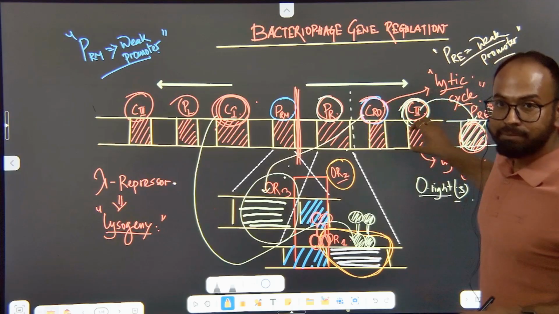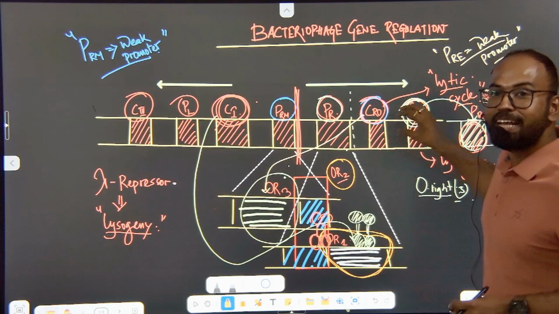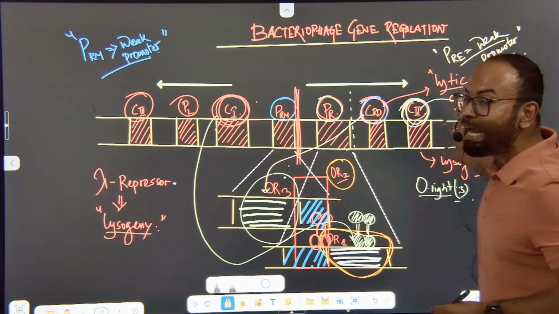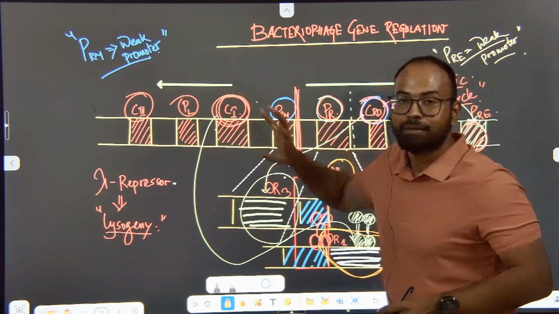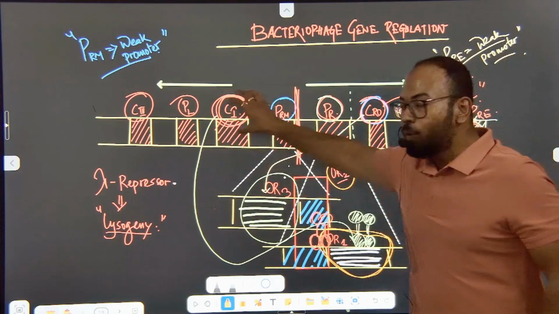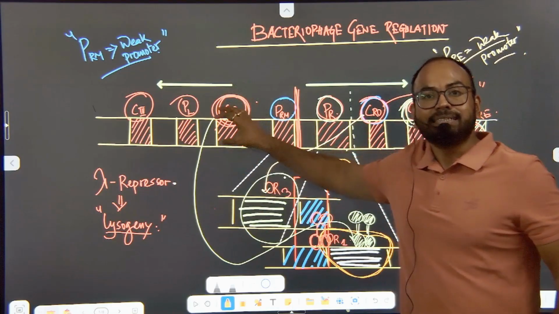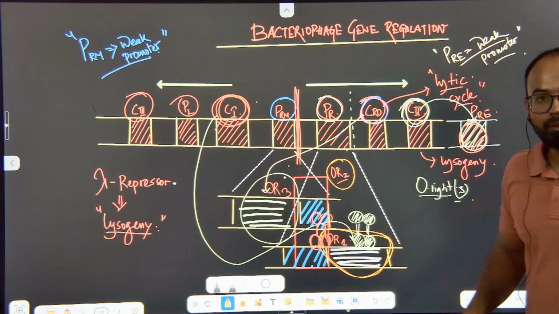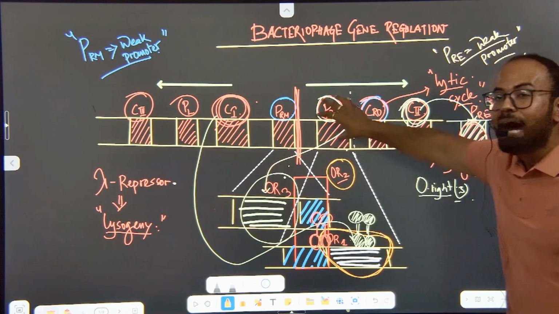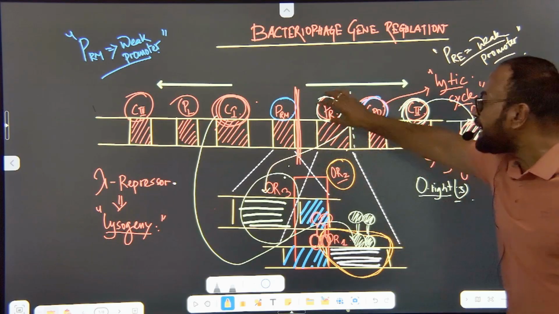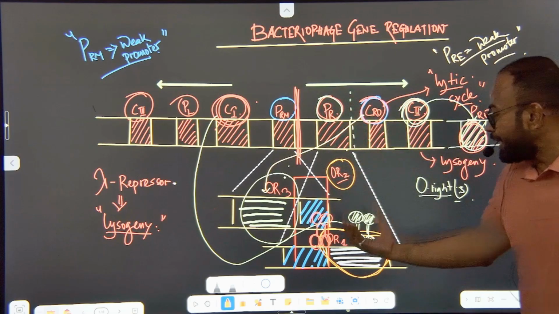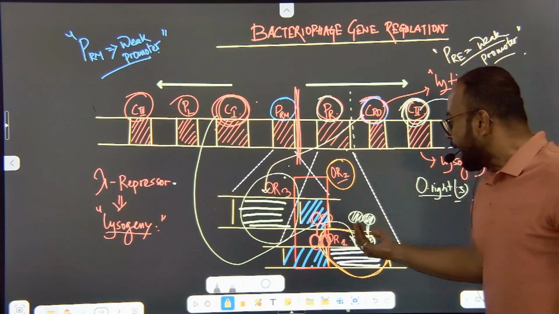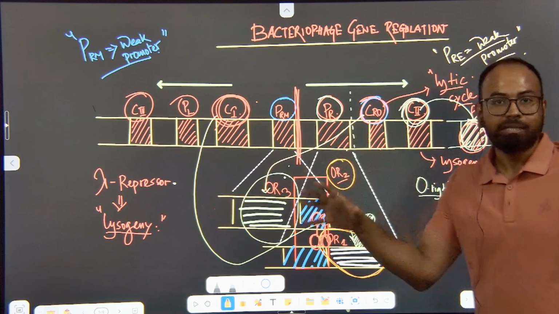This kind of binding of regulatory protein C2 upon PRE will help to activate the synthesis of C1. Now C1, after getting synthesized, shows high affinity towards OR1. OR1 is a part of PR. Now, initially the concentration of C1 is less. So it easily binds with the OR1 and we all know the structure of it.